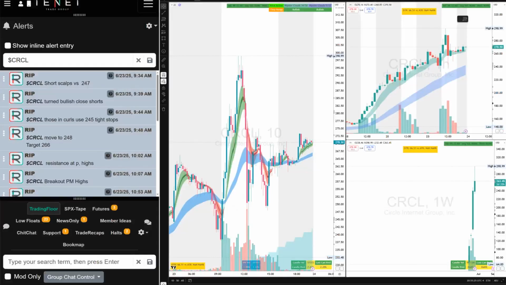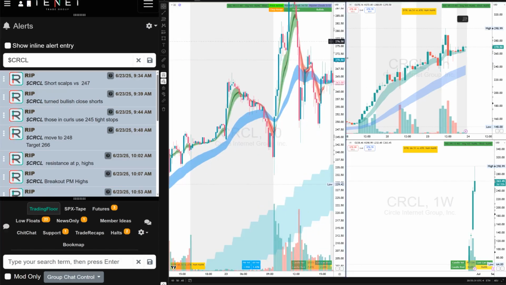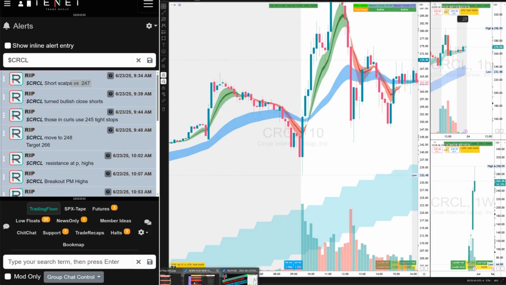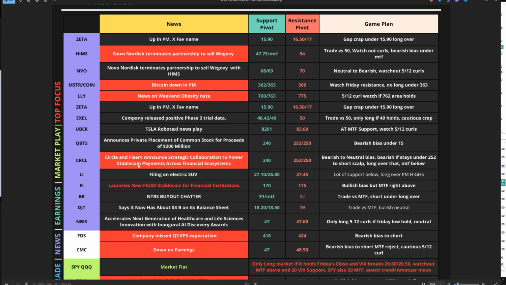What is amateur versus trend move? I'm trying to keep the video short, so I'm not going to go deep into that. But this was the amateur move. You see that? We were trying to short it, but right here it squeezed us, and we got out of the short. So we lost. Let's look at the pre-market planning here. Let's go to the Circle pre-market planning.